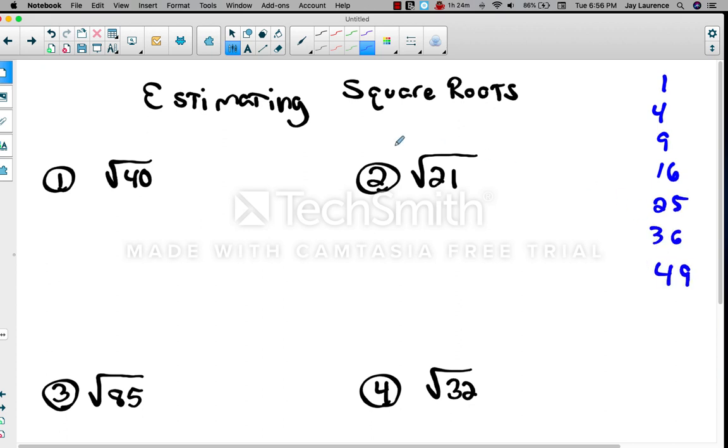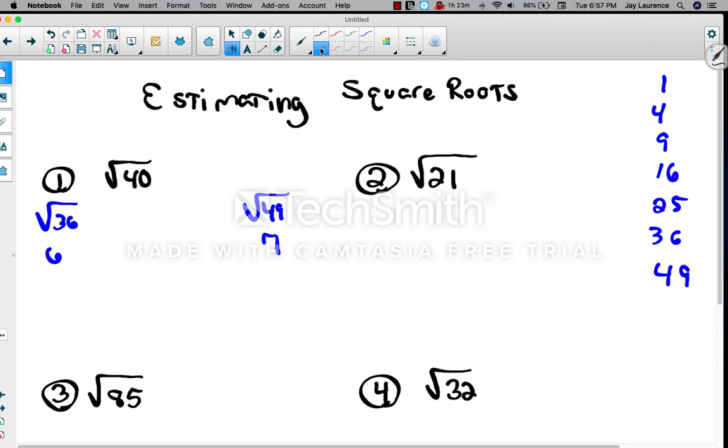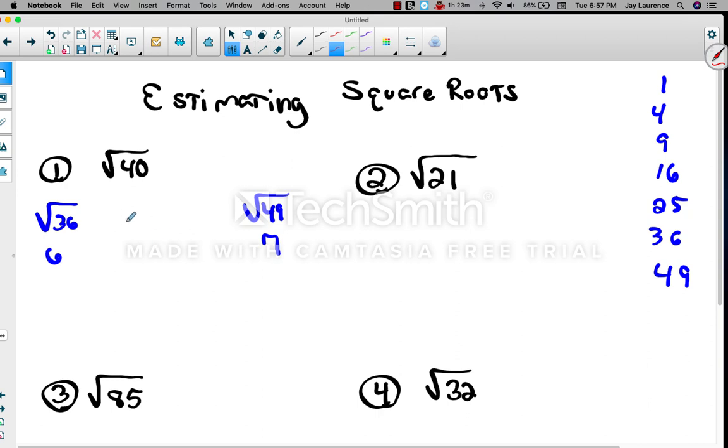Why am I stopping at 49? Because 49 is the first number after 40. So I know that the square root of 40 is going to be between the square root of 36, which of course is 6, and the square root of 49, which of course is 7. So the square root of 40 has to be 6 something, somewhere between 6 and 7. So the square root of 40 is closer to the square root of 36 than it is to 49.